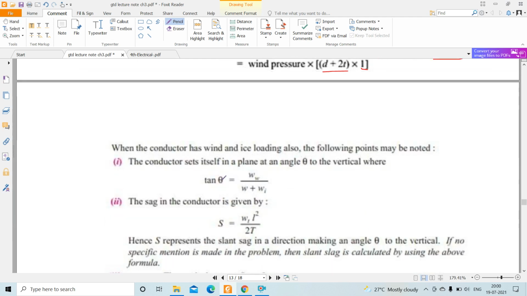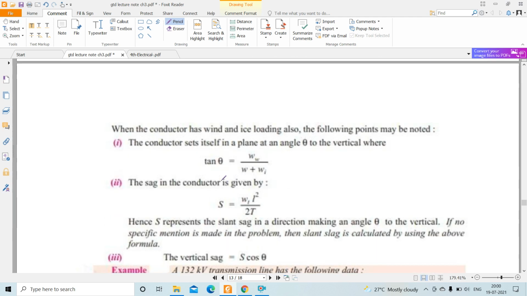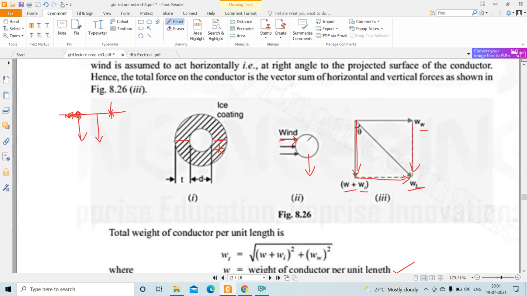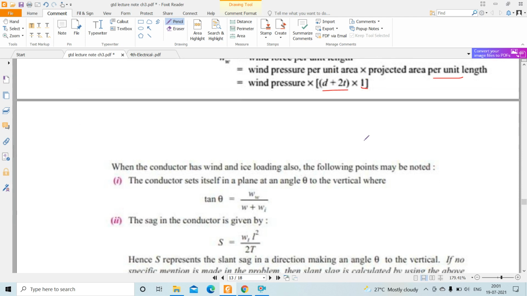So when the conductor has wind and ice loading also, the conductor sets itself in a plane at an angle theta to the vertical. That is like this. The conductor sets itself with an angle theta with the vertical. This is the angle theta.